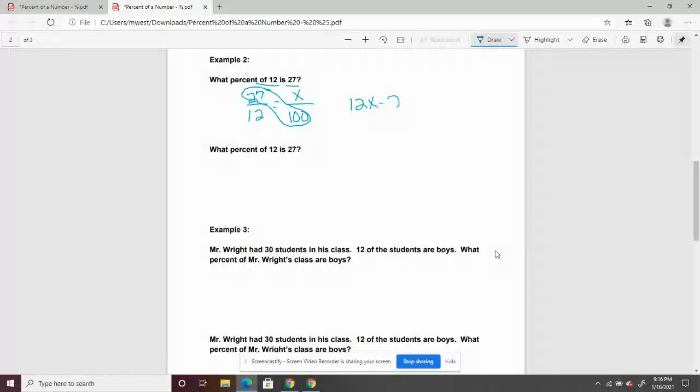So we have 12x equals 2700. Again, we want to isolate that variable, so we're going to divide by 12. 12 divided by 12 is 1, so that's going to cancel this out. And we have x is equal to 225%.